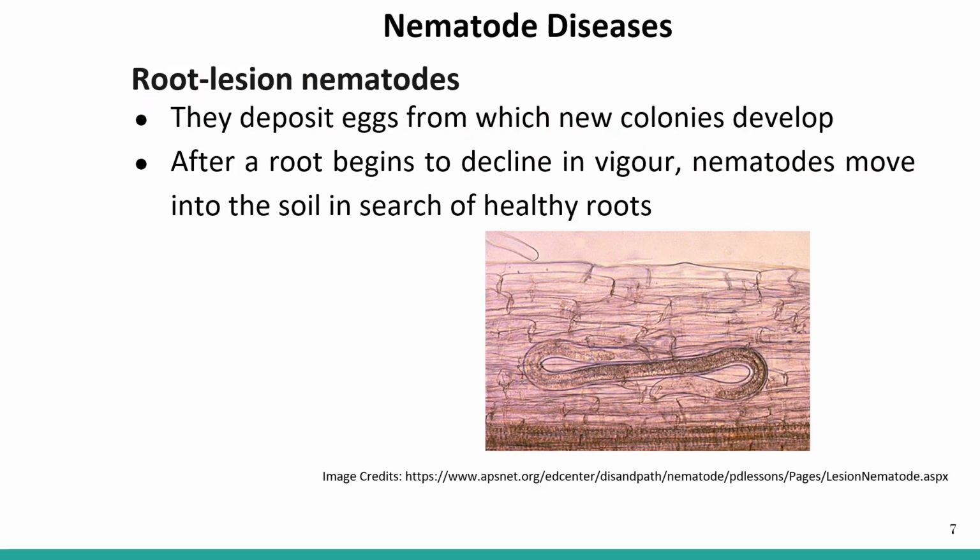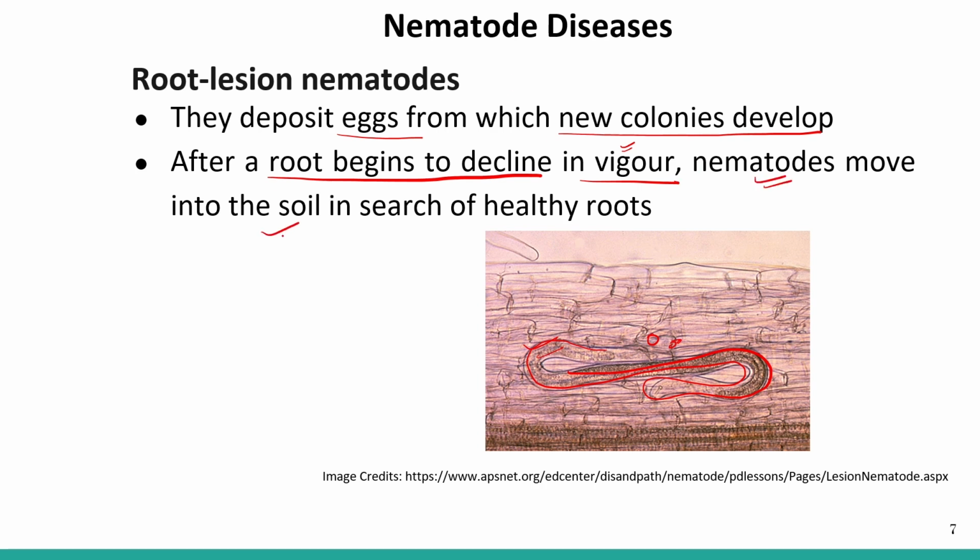Here we can see this nematode present in the root. They deposit eggs in the roots, and from these eggs new colonies develop. After a root begins to decline in vigor, meaning the roots are not fully grown, they are stunted. The whole plant is affected because there will be less absorption of nutrients and water, so there will be less growth of the plant. So there is a decline in vigor.